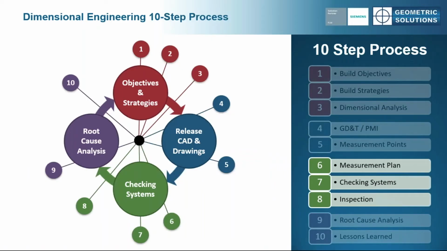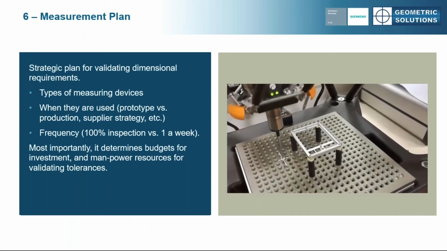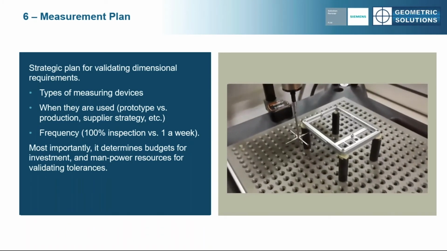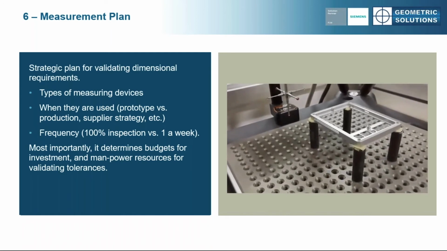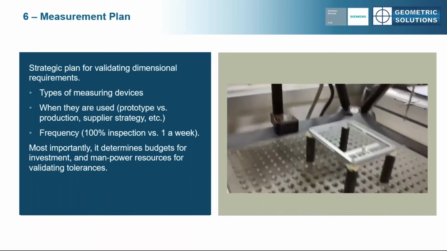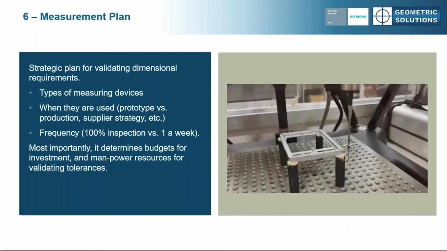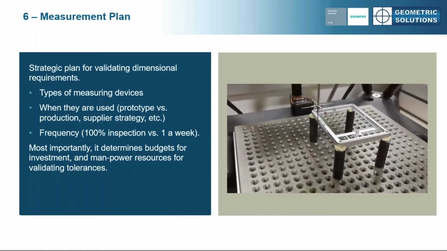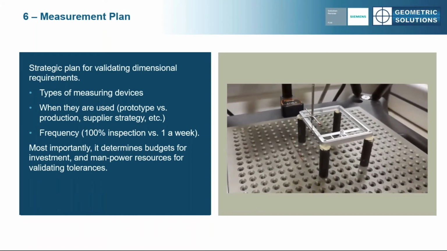So going back to our 10-step process, number 6 is our measurement plan. Now, measurement points were the actual points, but the measurement plan is the strategic plan for validating things. The type of measurement devices. Do I use something like this coordinate measuring machine that's here? Do I use hard gauges? When am I going to have the gauges? At prototype, production? What's my supplier strategy?